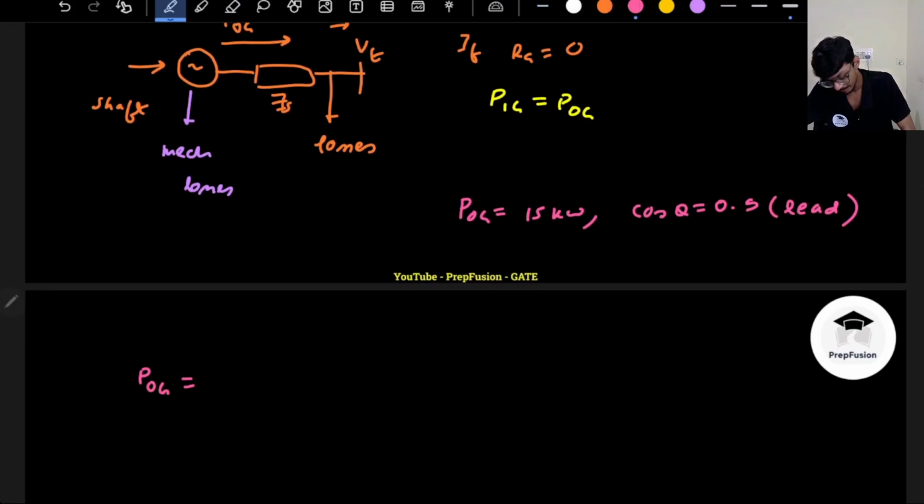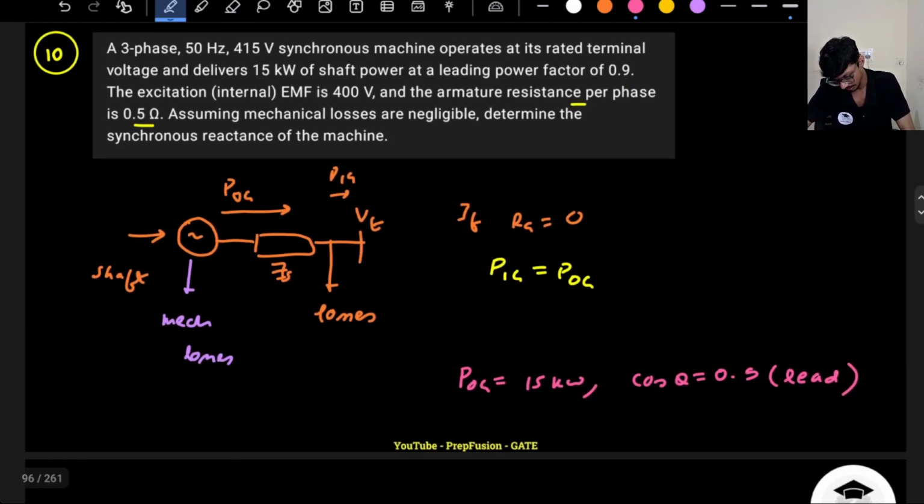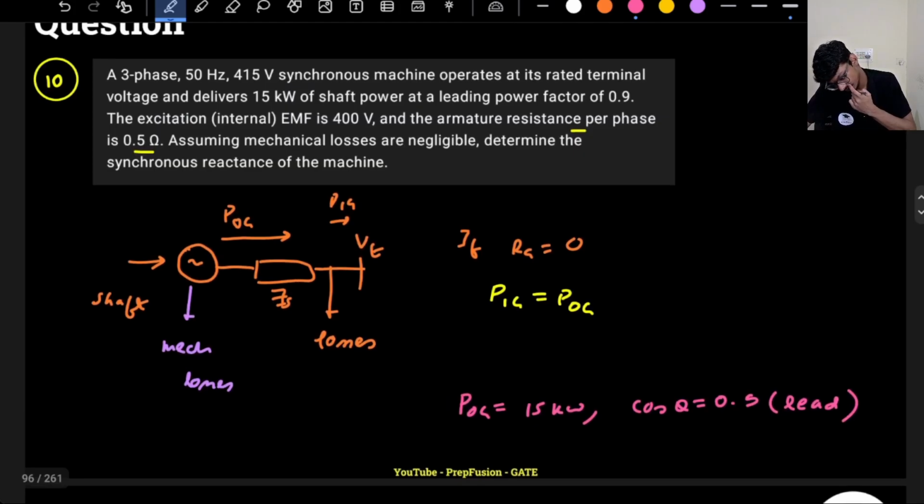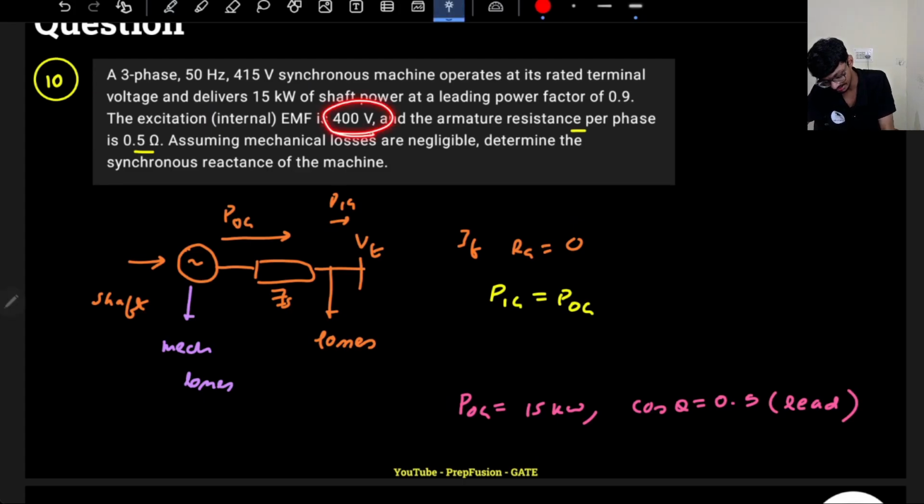Because armature resistance is not negligible, I cannot simply ignore it. What they are asking is the synchronous reactance. How can I find the synchronous reactance? Do I know the current? Yes, I know the current. Because this is 415, if you notice one thing here, the excitation voltage is less than the terminal voltage. How is it possible? Because it is a leading load, only then is it possible. Otherwise it would not have been possible at all.